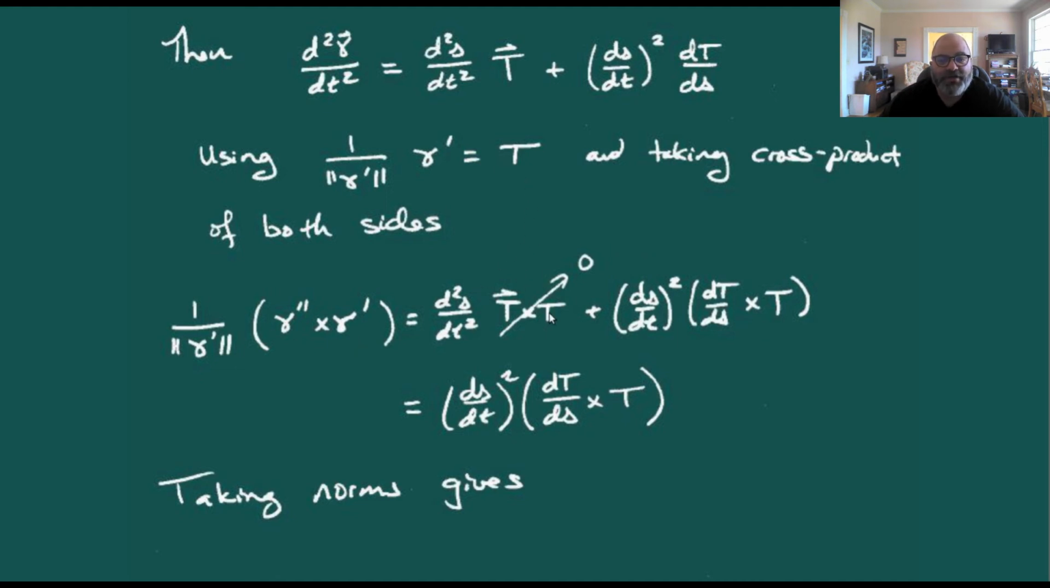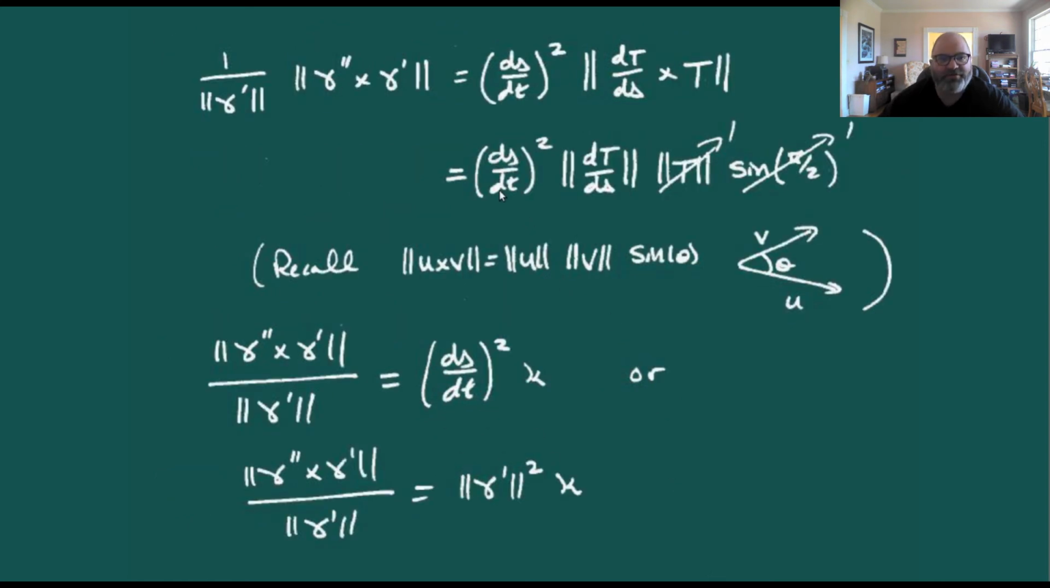Well, if we take the cross product of the unit tangent with the unit tangent, that thing is 0, so that term totally disappears, and we get just dT/ds cross T remaining. All right, so now if we go through and take the norm of all of this, what we have is the norm of the cross product of the first derivative and the second derivative divided by the norm of the first derivative is equal to this constant that we had there, this (ds/dt) squared, and then the norm of our cross product of T and dT/ds.